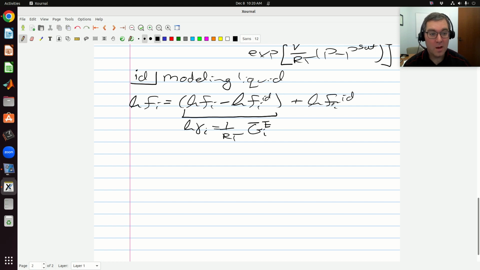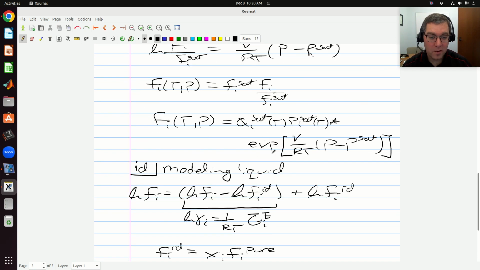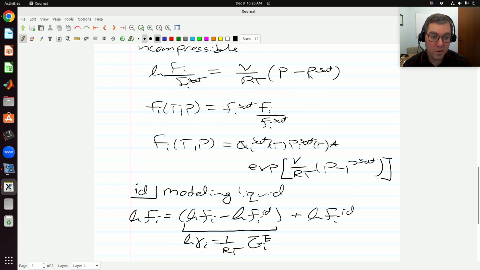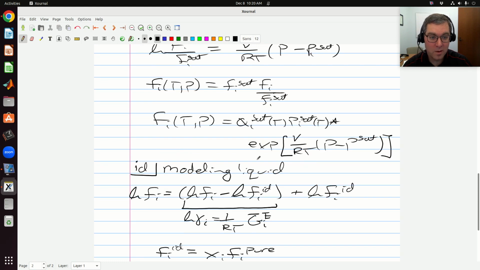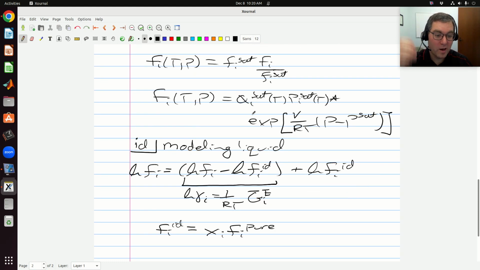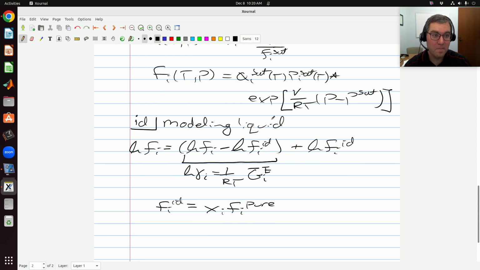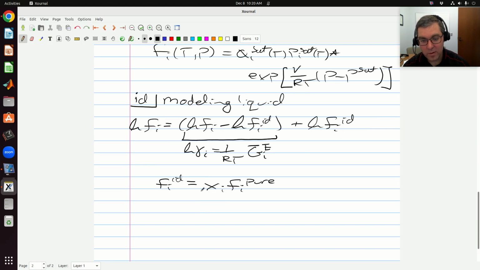So that's my partial molar excess Gibbs free energy of component i. Now, fugacity of component i in an ideal solution. For an ideal solution, that's mole fraction xi times Fi pure. Well, how do I get Fi pure? If I want to calculate the fugacity at a given temperature and pressure, I can use the expression we just worked out using our Poynting correction.